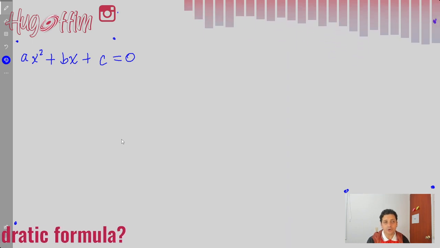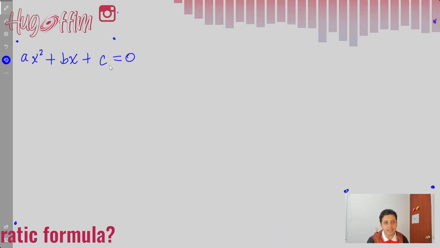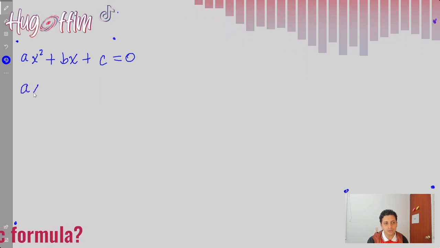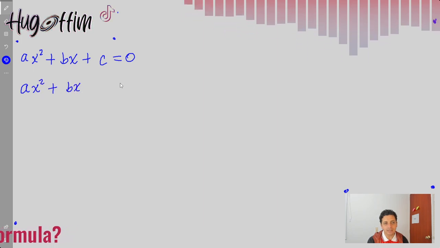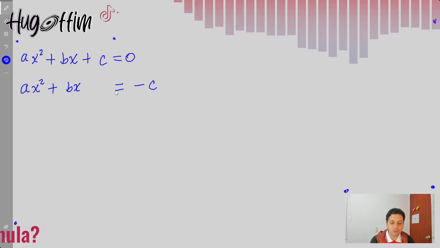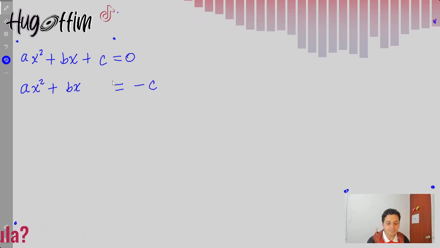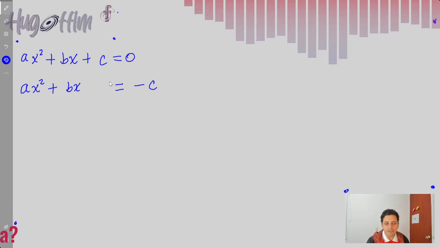So the first thing I'm going to do is take c and subtract it on both sides, so I get it on the other side. I'm going to get ax squared plus bx equals minus c. Okay, so I just subtract c from both sides. And I need to complete the perfect square trinomial.